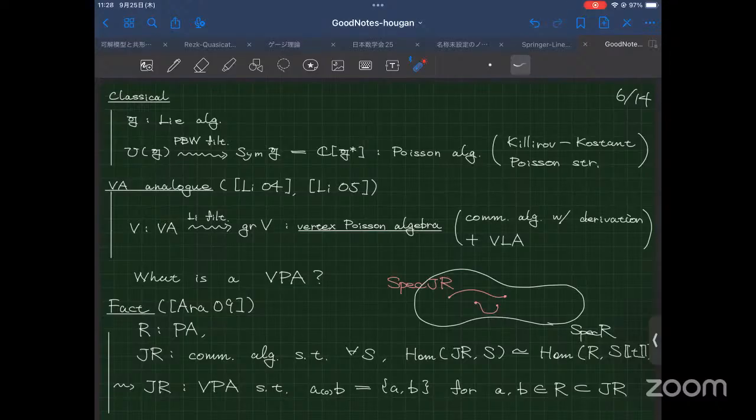Regarding the classical theory, in view of the PBW filtration, the universal enveloping algebra can be thought of as the quantization of g star. g star has a Poisson structure. So we want to think of a vertex algebra as a quantization of a kind of Poisson algebra. In other words, we want the classical version of a vertex algebra. Indeed, the structure of the classical version of a vertex algebra is known as the vertex Poisson algebra.